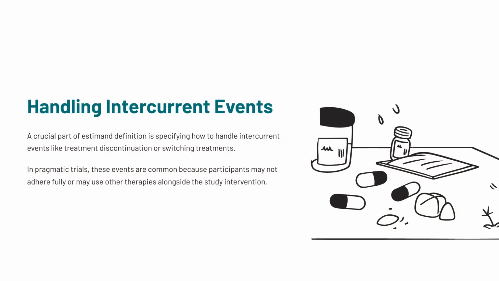The addendum also recommends specifying how to handle intercurrent events, like treatment discontinuation or switching treatments. In pragmatic trials, these events are common because participants may not adhere fully or may use other therapies alongside the study intervention. It's essential that your estimand specifies how these events will be handled, so let's walk through the main approaches.